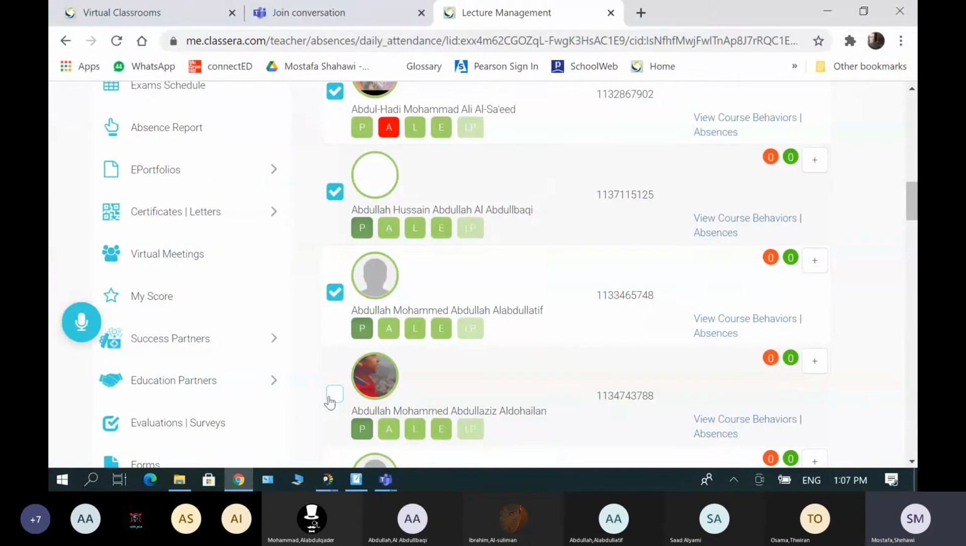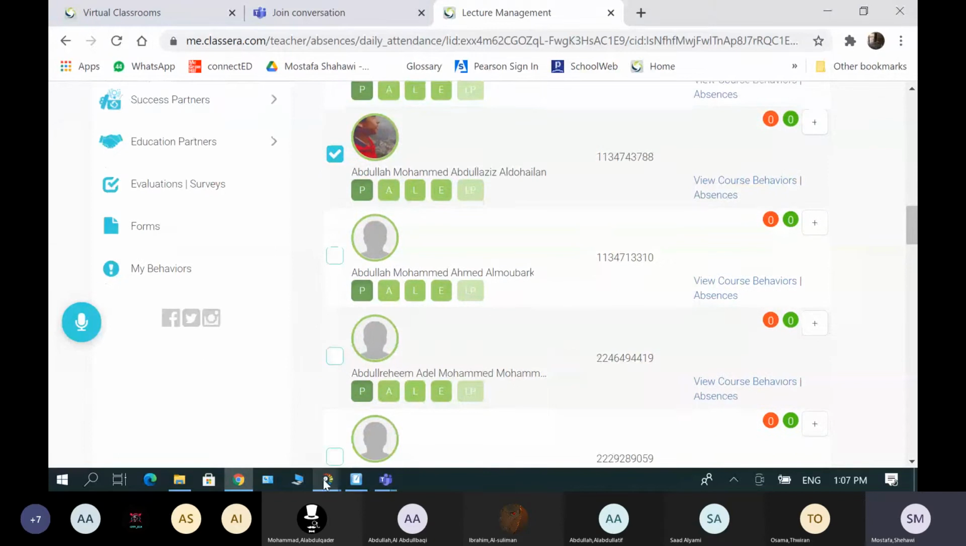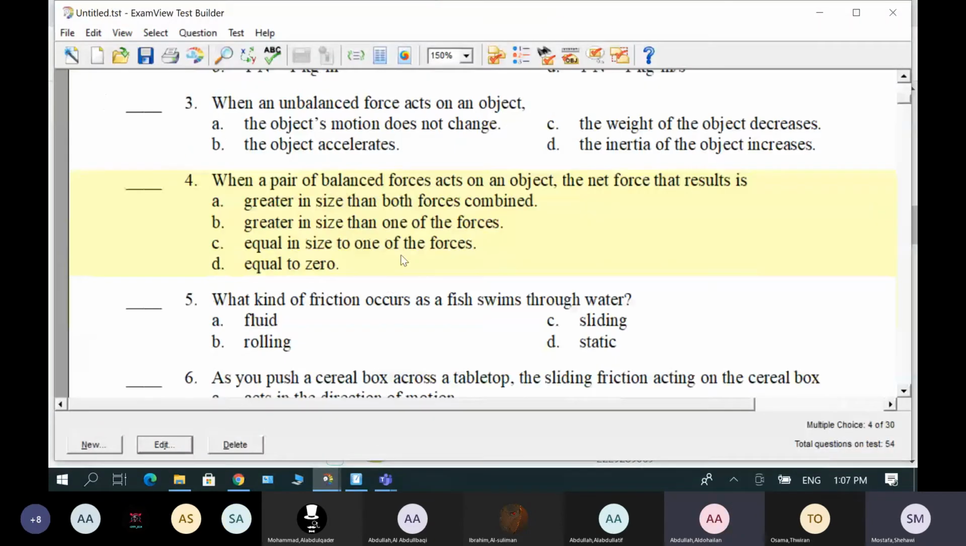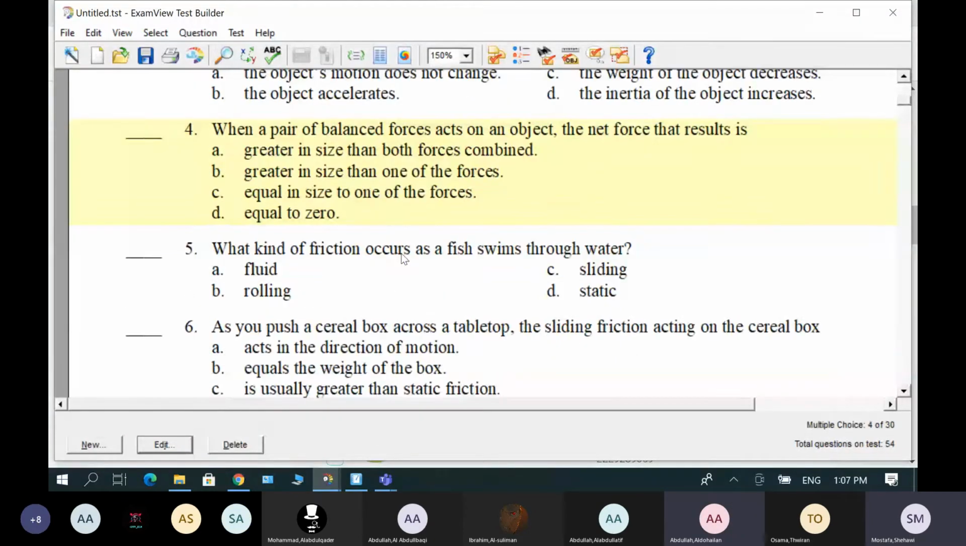Abdullah Dehilan. Yes, Mr. Here, Mr. Okay, question 4, read it. When a pair of balanced forces acts on an object, the net force that results is greater in size than both forces combined, greater in size than one of the forces, equal in size to one of the forces, or equal to 0. I think, Mr., it is equal to 0. Yes, it's equal to 0 because they are balanced. Balanced forces mean net force equal to 0.